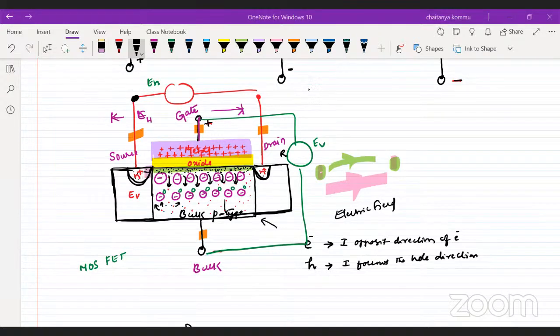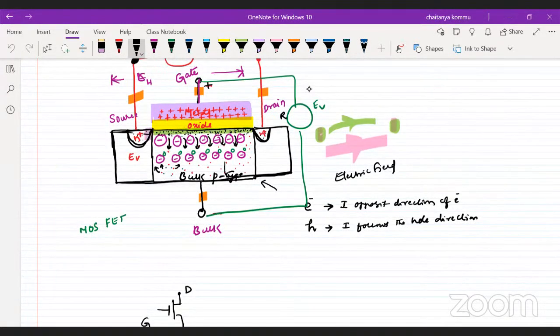So the question is very simple. I want to move an electron from the left hand side to the right hand side. Then the potential should be applied here and here. Very simple, fundamental.